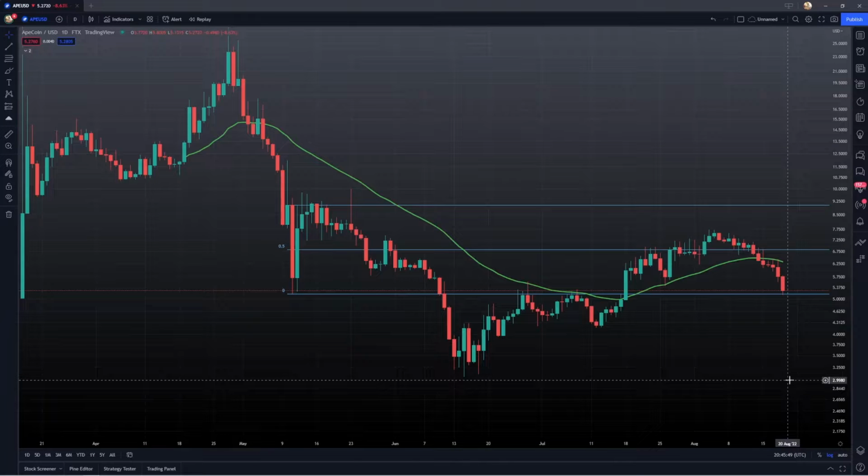Today I'm going to be providing a longer term market analysis update on Apecoin. I'm going to be covering some very key support and resistance levels as well as some moving averages to watch out for.